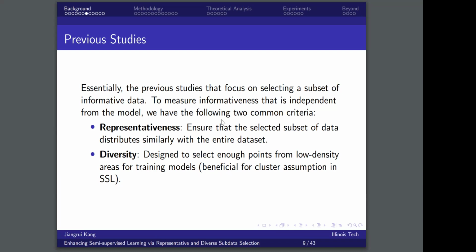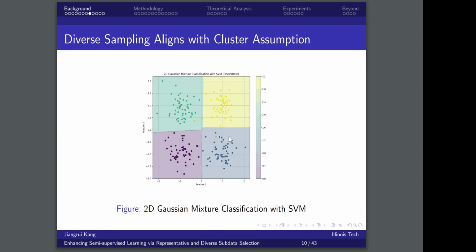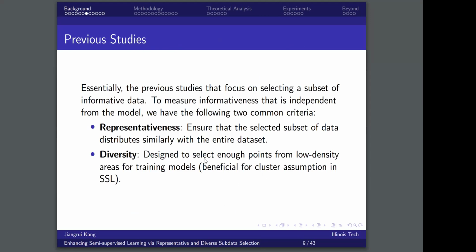The principle of selecting diverse data points is beneficial for the cluster assumption in semi-supervised learning, which is that the edge points often lie in the low density area, as shown in this picture. You can see that those edge points, which are essentially very important for training the SVM, often lie in the low density area. It's a two-dimensional Gaussian mixture model classification, and that illustrates this principle.